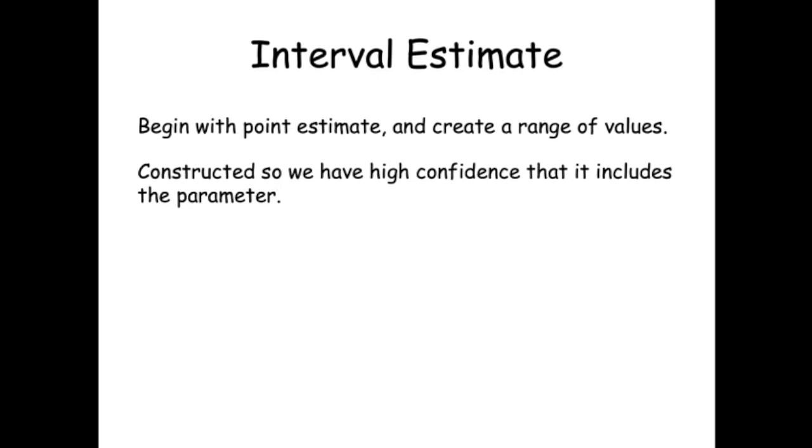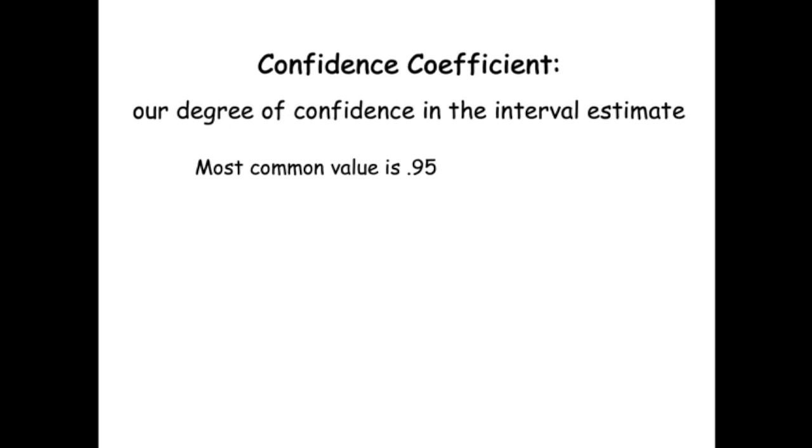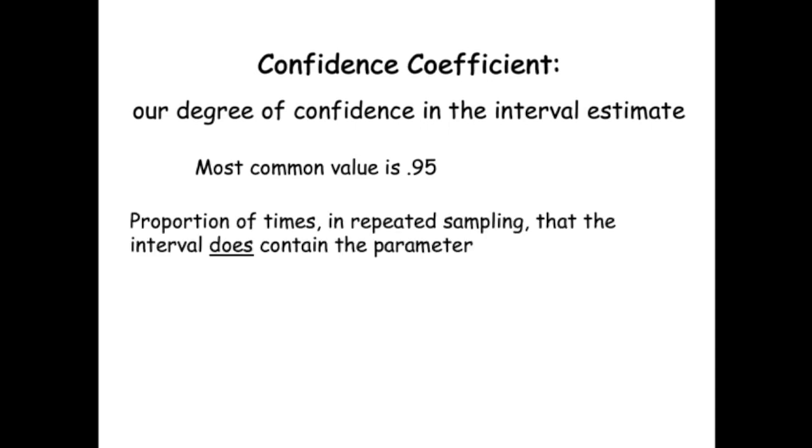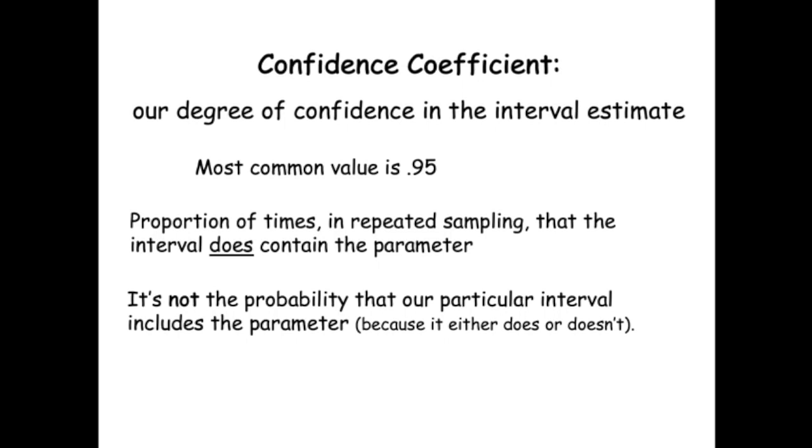The process of estimation involves drawing an interval around the point estimate. This gives us a range of values, constructed in such a way that we have a high degree of confidence that the interval includes the parameter we're estimating. This degree of confidence is called the confidence coefficient, and its most common value is 0.95. This is the proportion of times in repeated sampling that the interval we create contains the parameter. It is not the probability that the interval includes the parameter, because it either does or doesn't include it. The concept of probability does not make sense in this context.